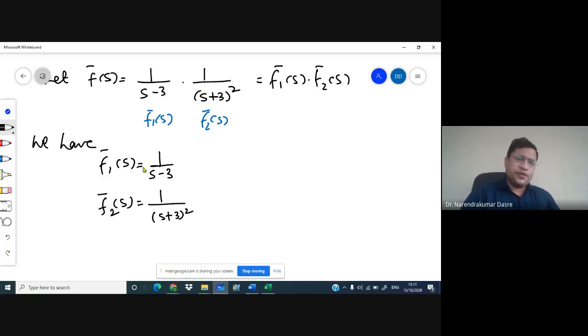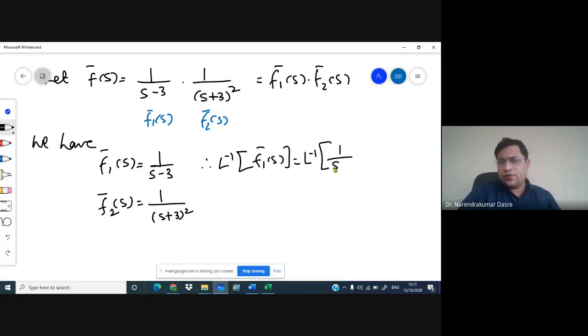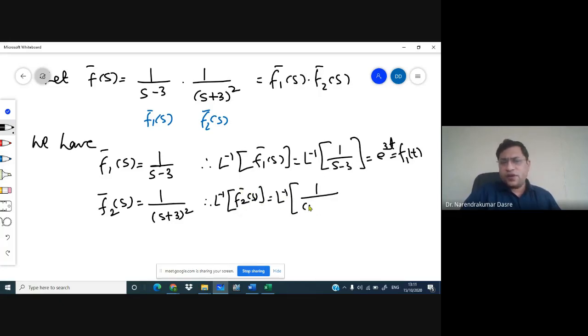Once we have considered f1 and f2, we have to find the inverse Laplace transform. The inverse Laplace transform of f1 bar of s is equal to the inverse Laplace transform of 1 upon s minus 3. We know this is e raised to at, so it is e raised to 3t. So this is f1 of t. Now the Laplace inverse of f2 bar of s is equal to the Laplace inverse of 1 upon s plus 3 bracket square.